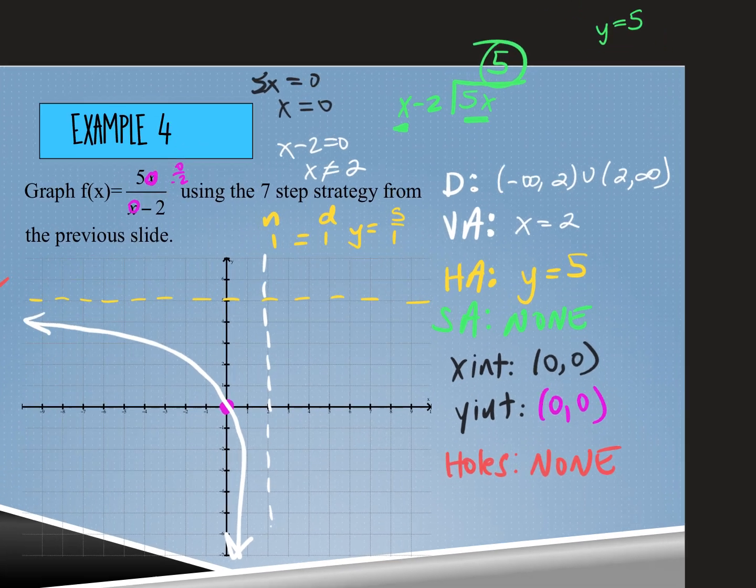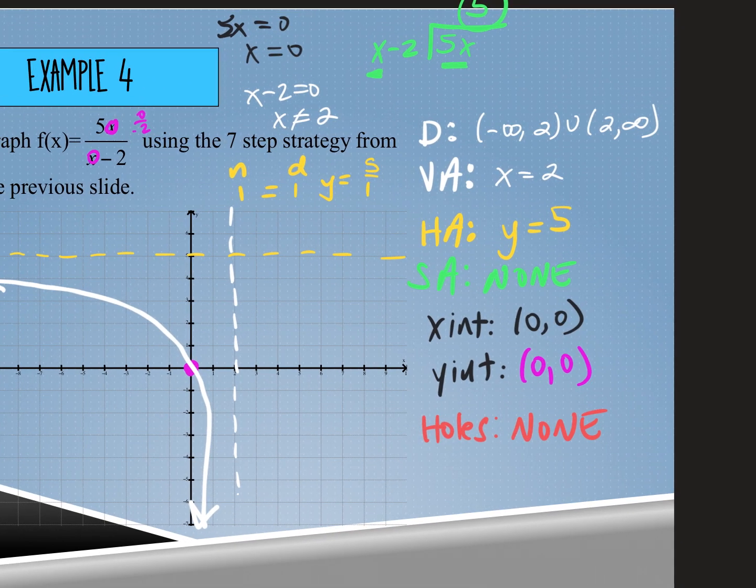So we're going to plug it into our function. So I have 5 times 3 over 3 minus 2. You guys agree? Okay, so 15 over 1. Where is 15 over 1? Is it above that yellow horizontal line or is it below it? It's above, so you know that your other boomerang is up here. You guys do not have to be exact. You just have to be in the general area because you're not using a graphing calculator. I do not need you to be exact, but you need to know the general area.